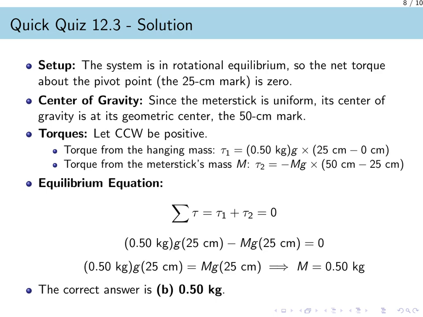Since the meter stick is uniform, we can model its weight as a single force acting at its center of gravity, which is the 50 centimeter mark. For the system to be balanced, the magnitudes of these two torques must be equal. The lever arm for the hanging mass is 25 centimeters. The lever arm for the meter stick's mass is the distance from the pivot to the center of gravity, which is 50 minus 25, also 25 centimeters. Since the lever arms are identical, the forces must also be identical for the torques to balance. This means the mass of the meter stick must be 0.50 kilograms.